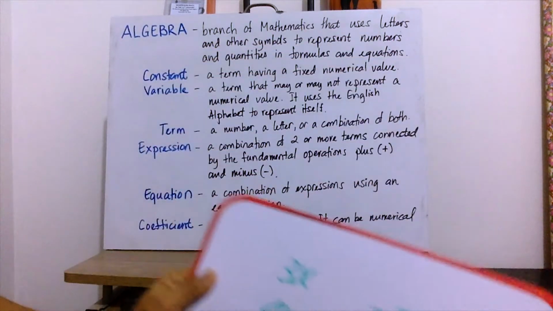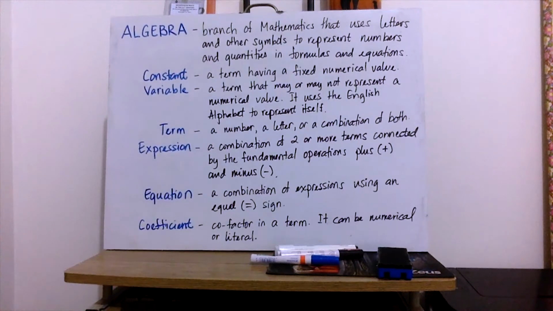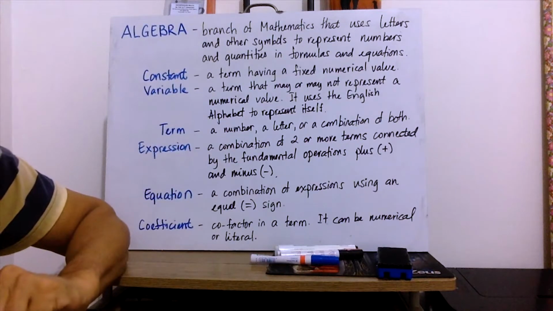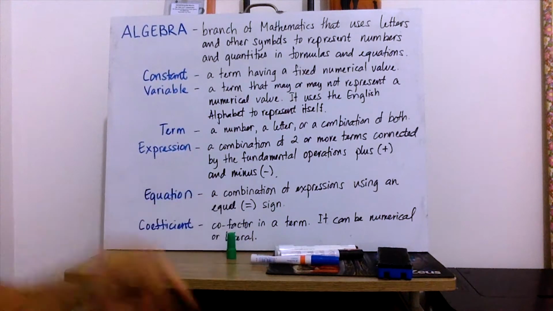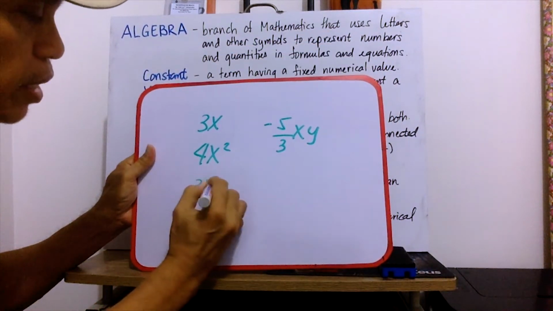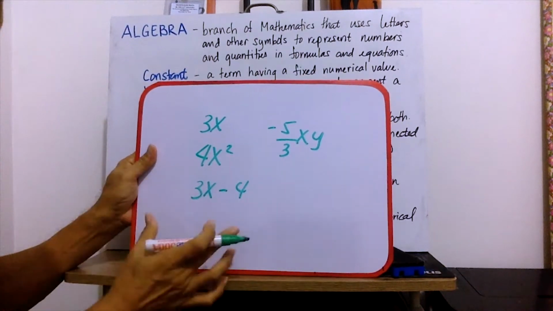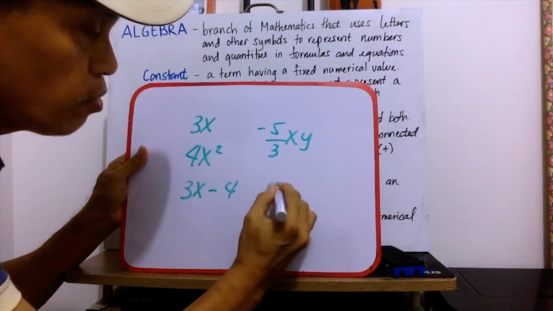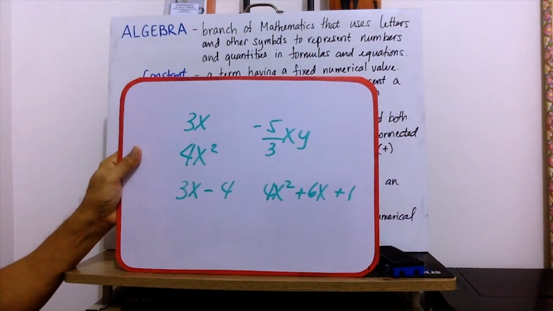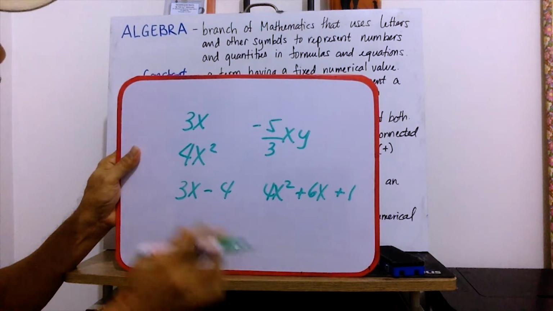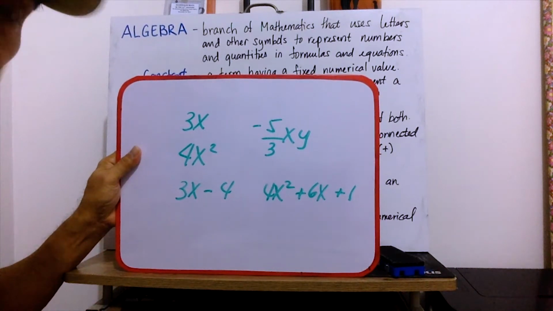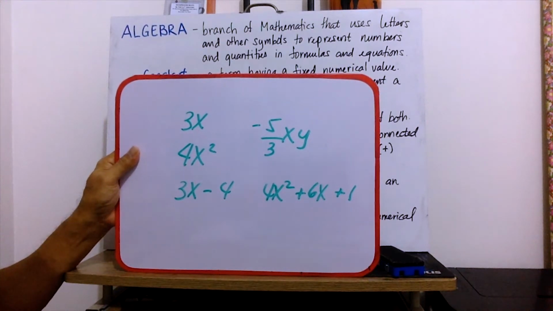Now expression, what is that? It's a combination of two or more terms connected by the fundamental operations plus and minus, or a combination of plus and minus. If I make it 3x minus 4, that becomes an expression. 4x squared plus 6x plus 1, that's also an expression. If you use a minus or a plus sign connecting two terms or more, then it becomes an expression. All right?